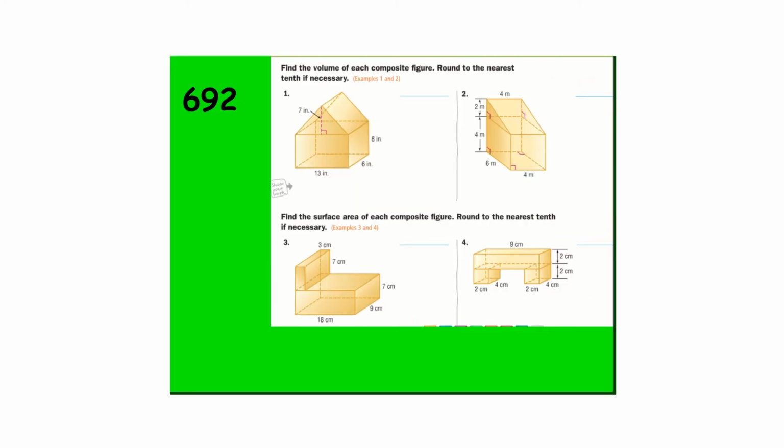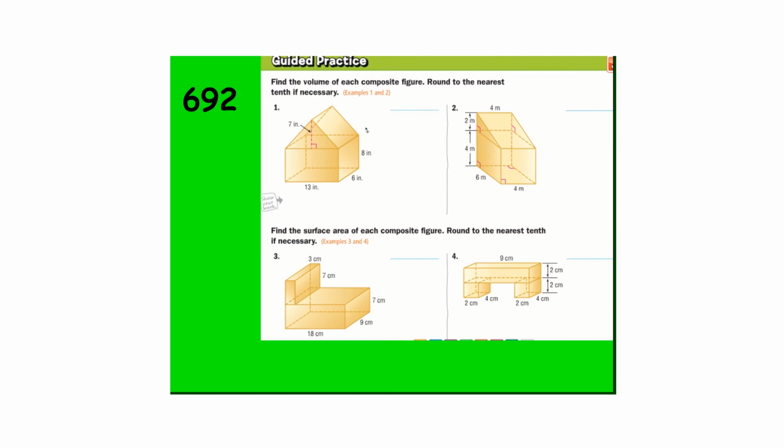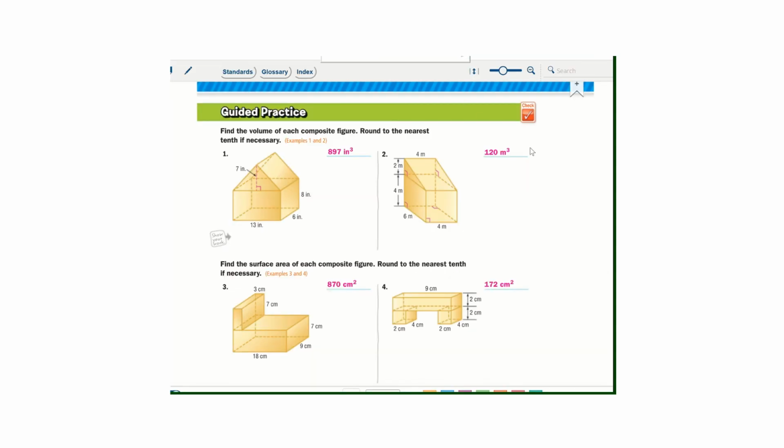Okay, guided practice. Go ahead and do those. Now the top one says find the volume, round to the nearest tenth. 3 and 4 are finding surface area, rounded to the nearest tenth. Go ahead and pause the video and I'll put the answers in there. Try them all. Okay, answers are here. Go ahead and pause. I'm going to turn to the homework page.